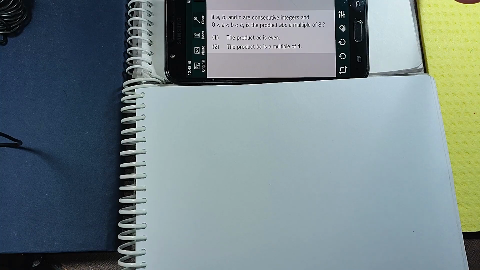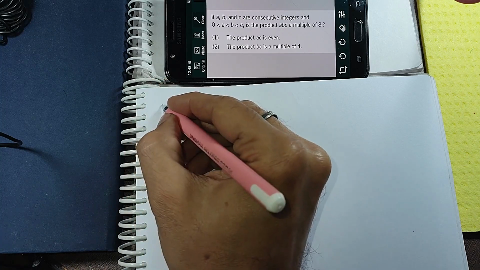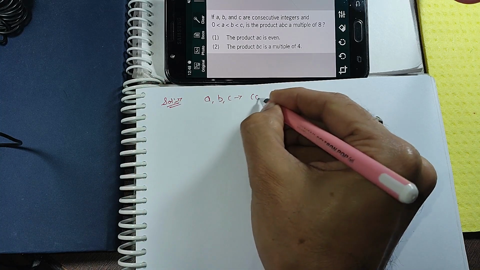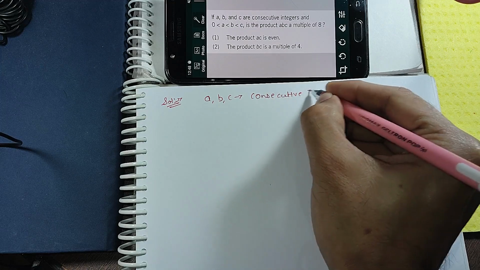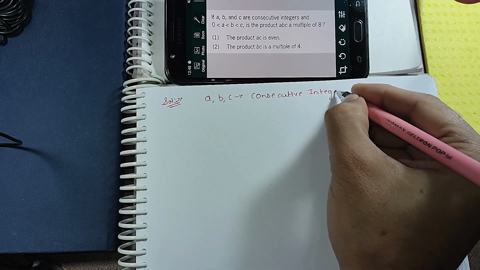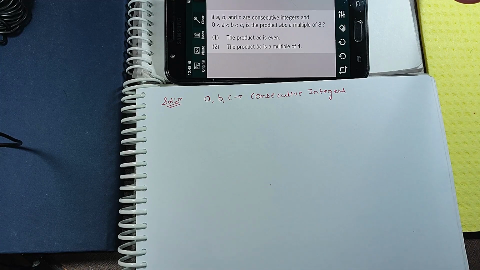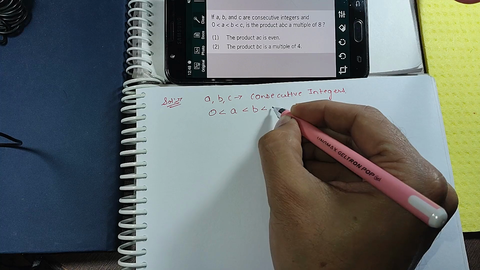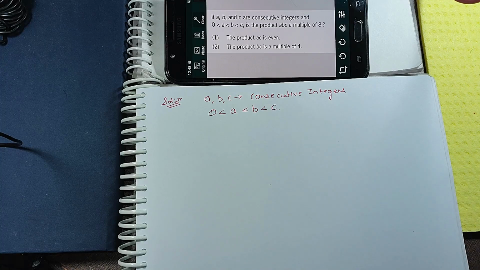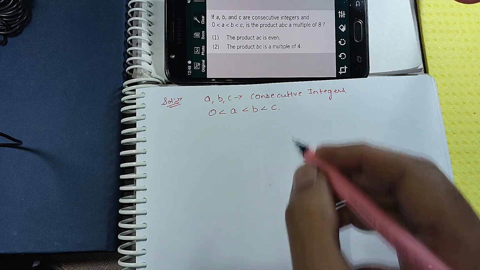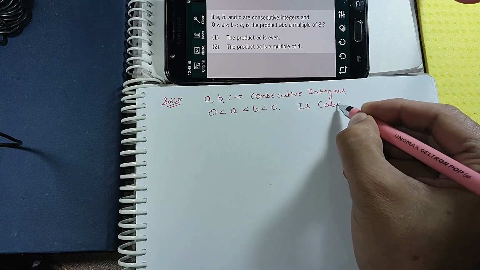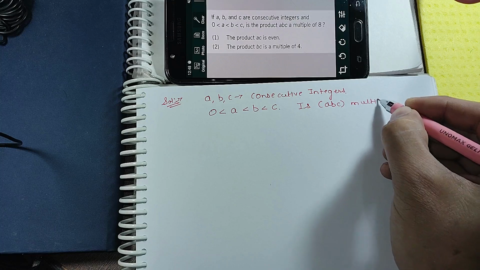If A, B, C are consecutive integers, we have been given that A, B, C are consecutive integers. It has also been given that all of these are greater than 0. So A is greater than 0, B is greater than A, and C is greater than B. Is the product ABC a multiple of 8? So we need to find that: is ABC a multiple of 8, right?